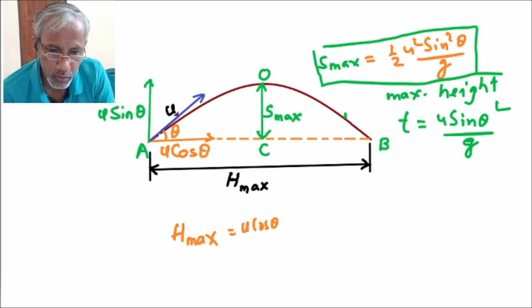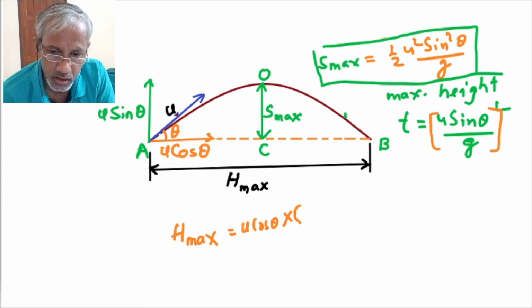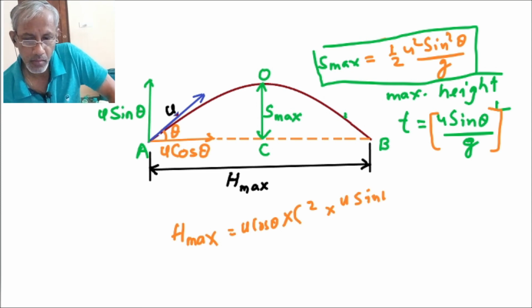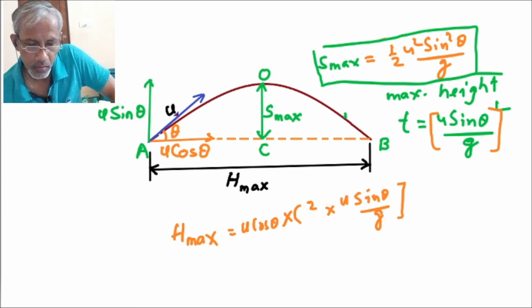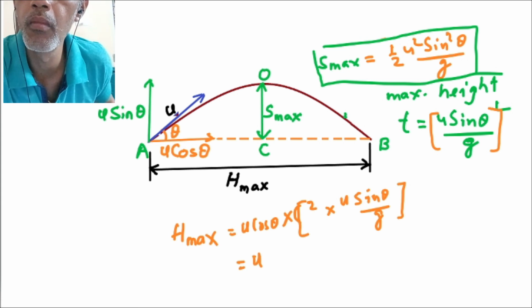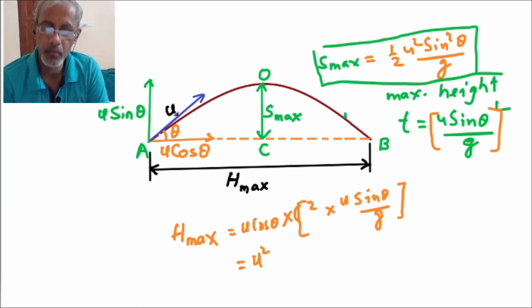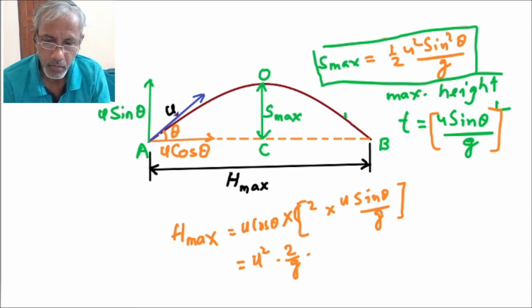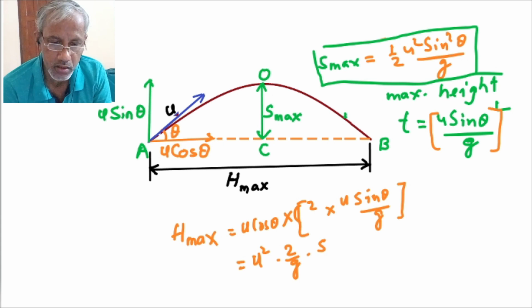So the time will be equal to twice of u sin theta by g. So it will be equal to u cos theta into 2 u sin theta by g. That is equal to u square into 2 by g into sin theta cos theta.